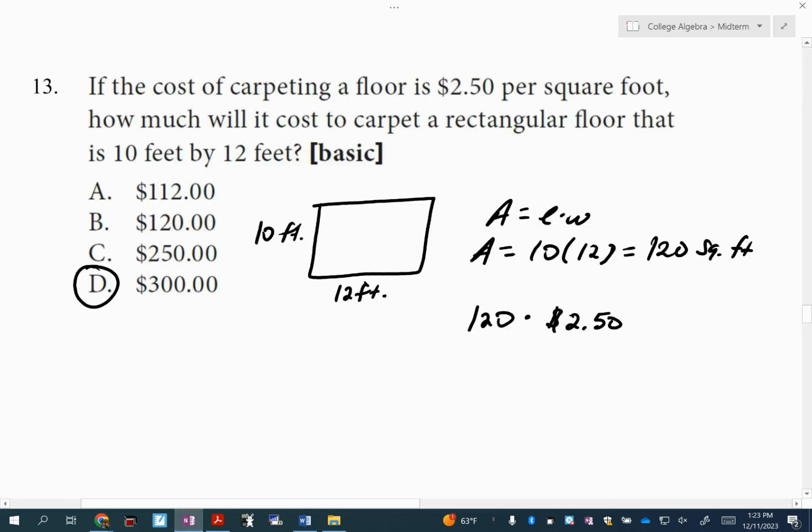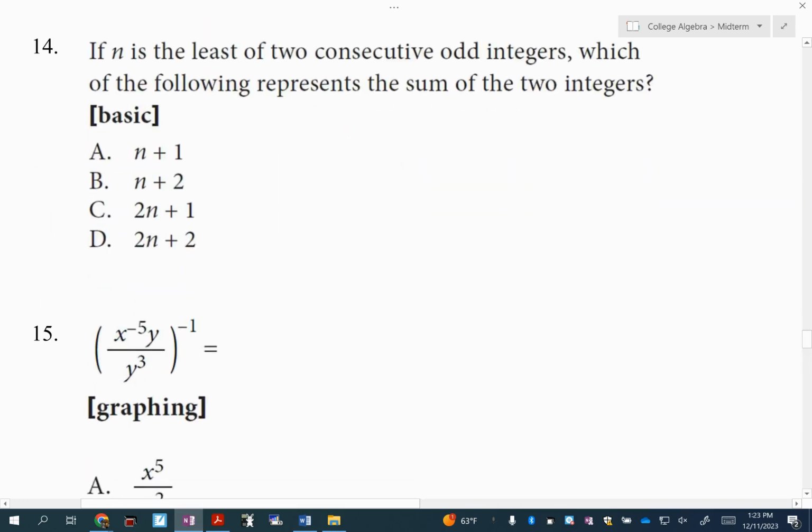That's 13. In number 14, it says if n is the least of two consecutive odd integers, which of the following represents the sum of the two integers? I kind of do this two different ways. The first way I do it is I just picked two consecutive odd integers. I picked 3 and 5. You could absolutely pick 1 and 3.